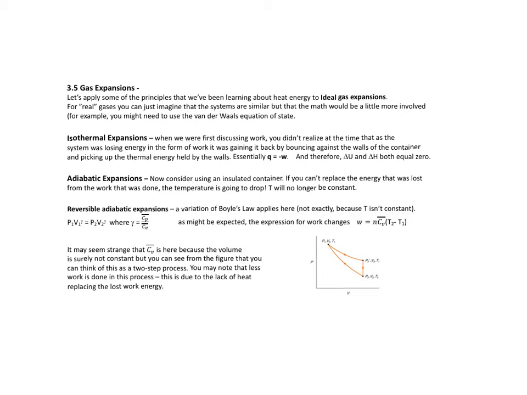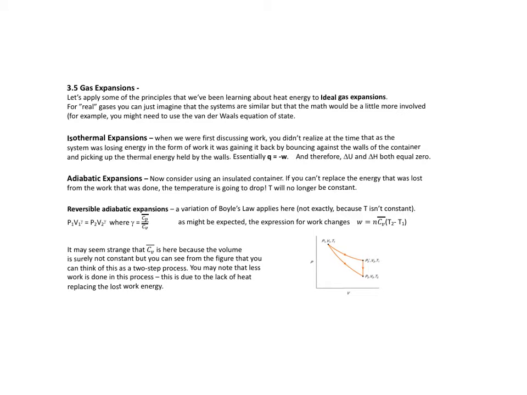Now, notice it's P1 V1 raised to a gamma term equals P2 times V2 raised to a gamma term, where gamma is a ratio of the constant pressure heat capacity and the constant volume heat capacity. You shouldn't expect Boyle's law to apply because temperature is not constant. As might be expected, the equation for work is not going to be the same. It's not going to be minus PdV. We'll find and we'll derive here that it's actually the number of moles of gas times the constant volume heat capacity times the difference in temperature.